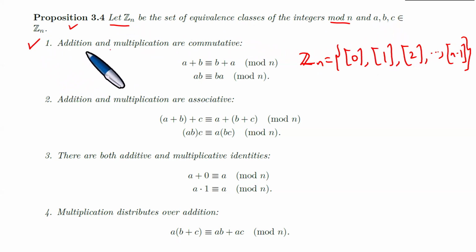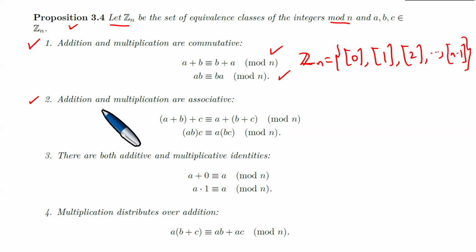Point number 1, addition and multiplication are commutative. So A plus B equals B plus A modulo n. That is, addition is commutative. Commutative means obviously you can change the order of addition, but also here multiplication means AB equals BA modulo n.